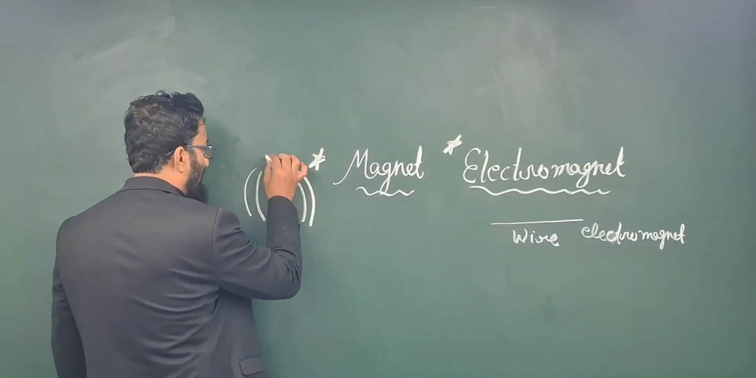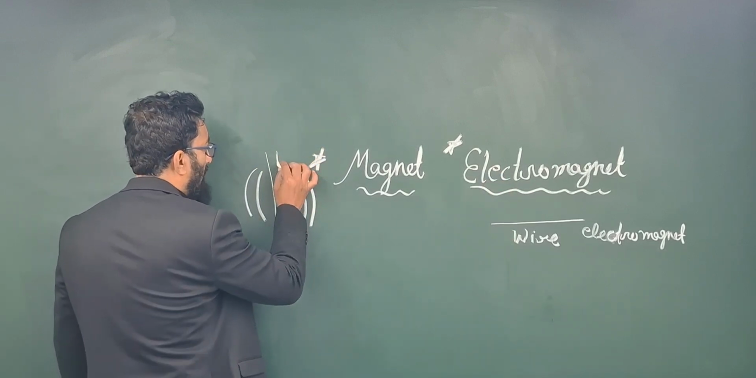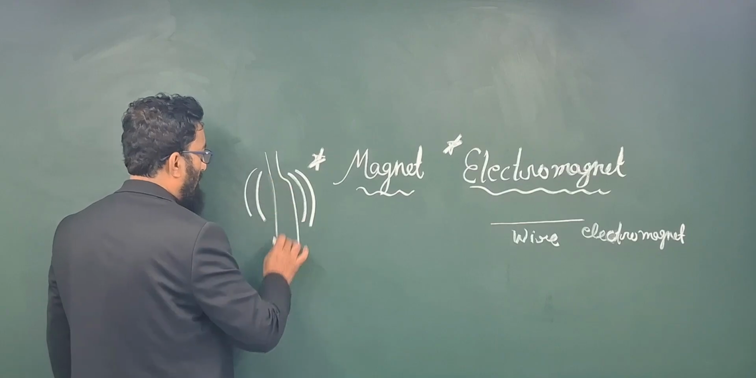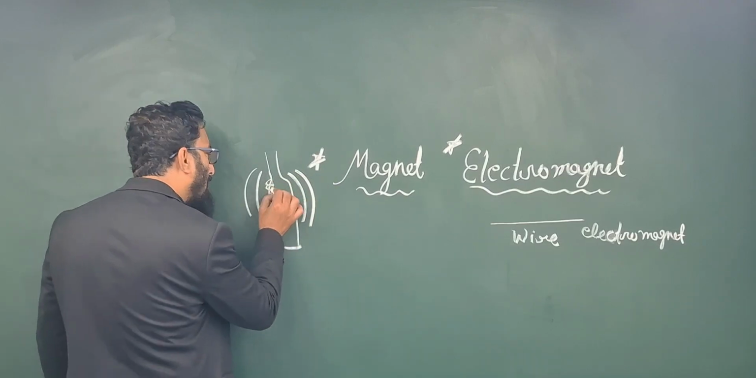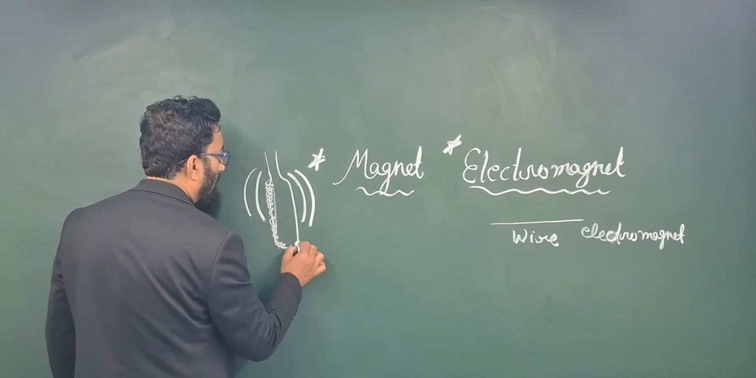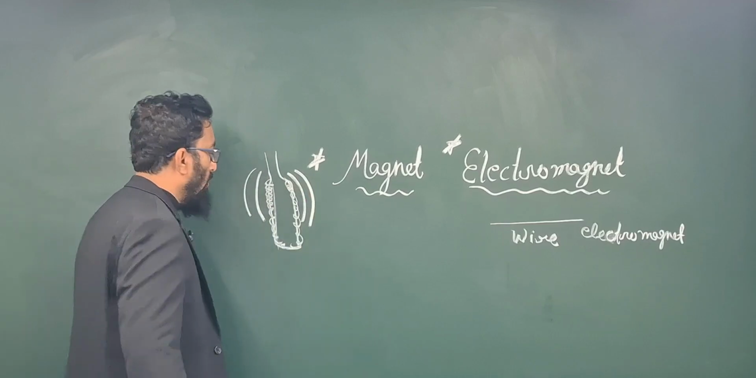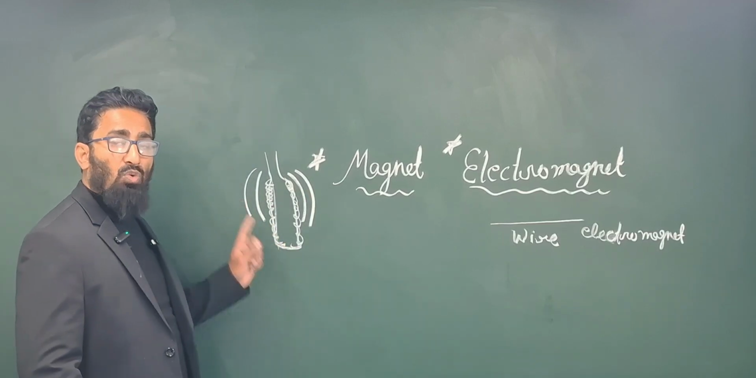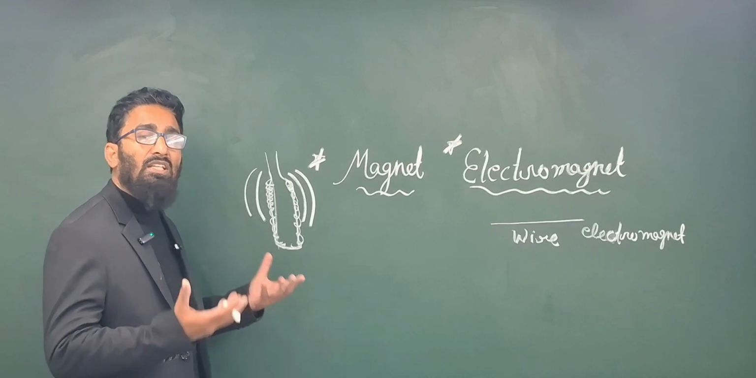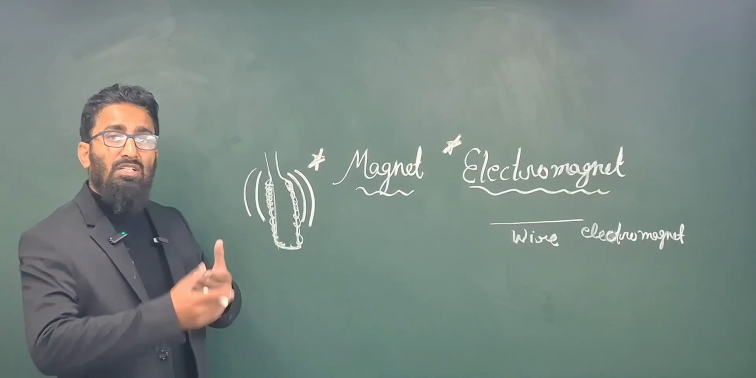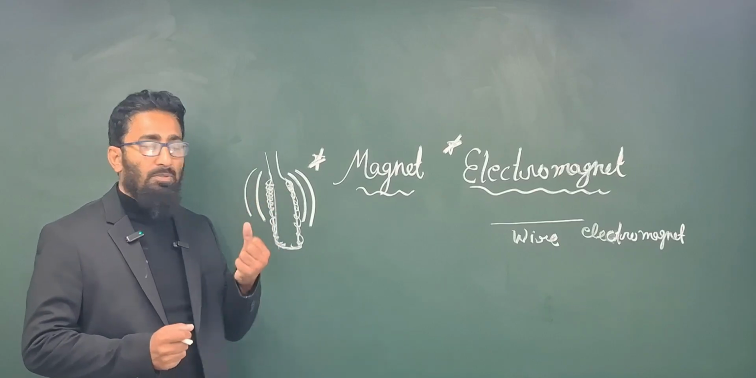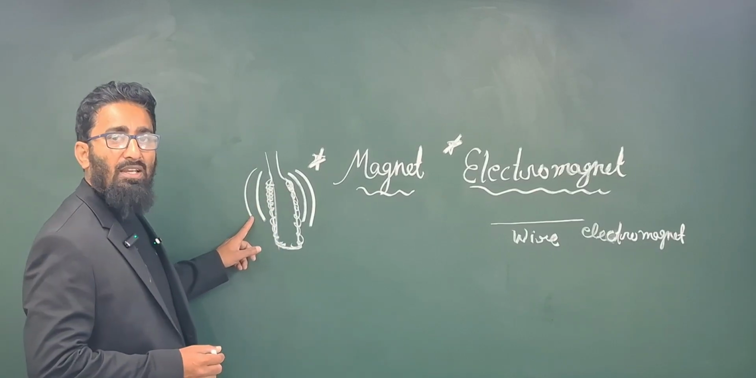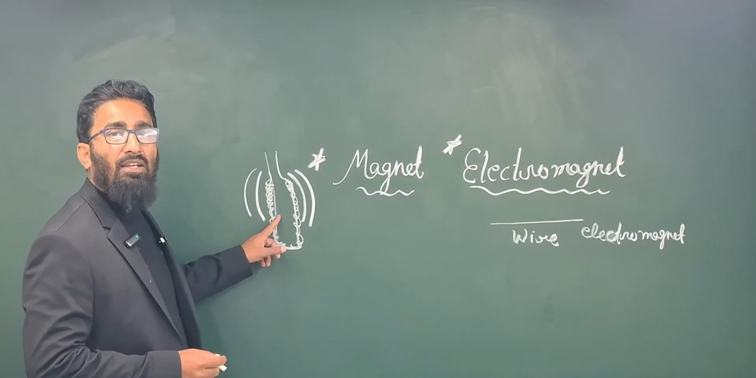I'm just giving a little example to understand, not going to elaborate. This is a coil, a number of turns of the coil. When we increase the number of turns of the coil, the magnet will be increased. When we decrease the number of the coils, the magnet will be decreased. So this is a natural magnet and this is an electric magnet.